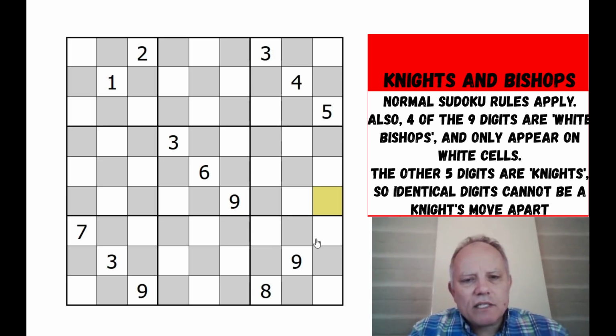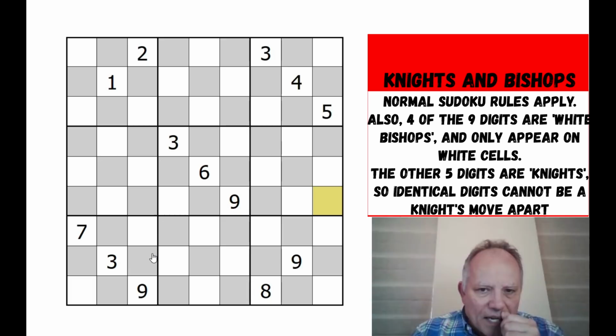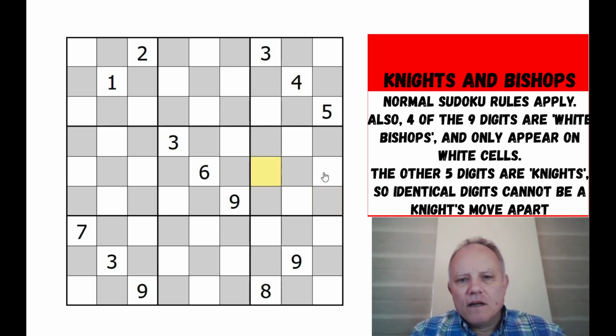Okay, so any number that appears more than once must be a bishop, that's clear, because there is only 1 instance of each interloping knight. That must be right to be 5 extra cells. So we know that 9s and 3s are bishops. Also in boxes 2, 4, 6, and 8, the white cells must be all the 4 bishops. Definitely, that's where they must appear.